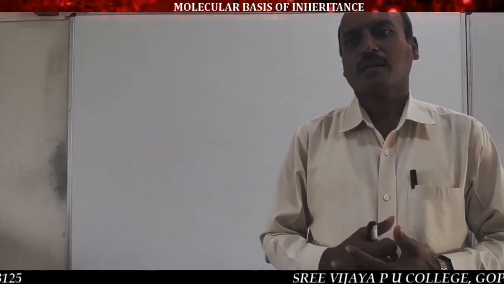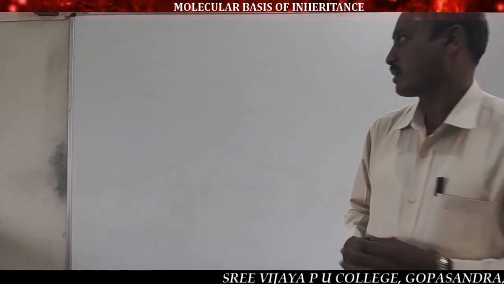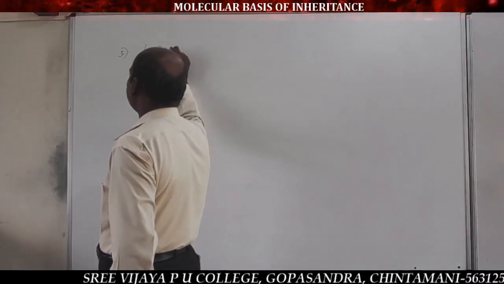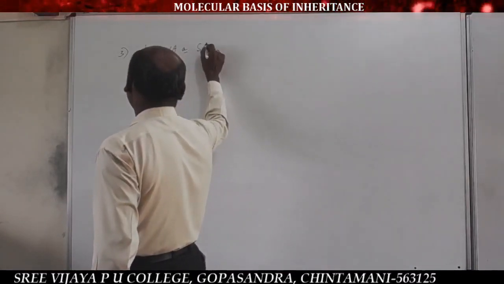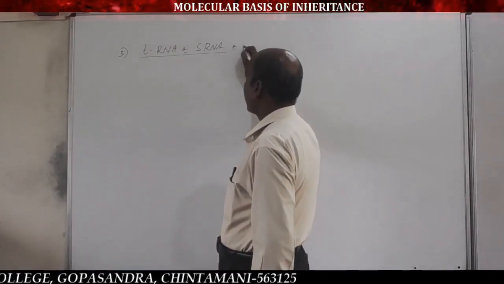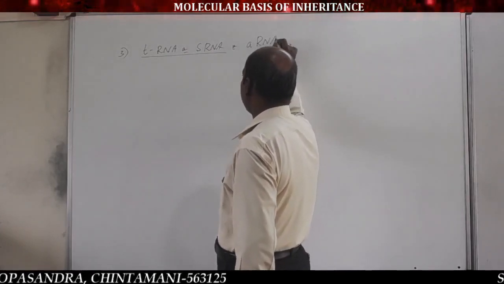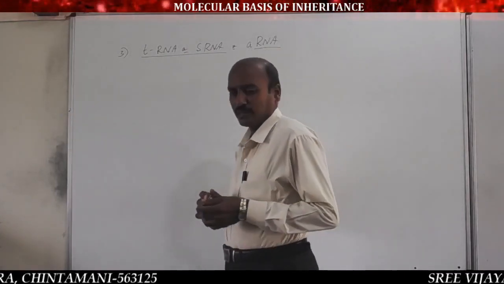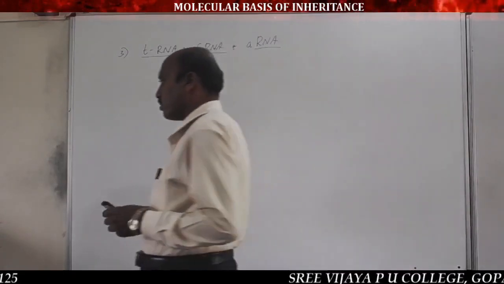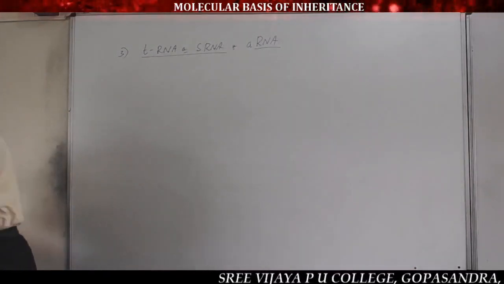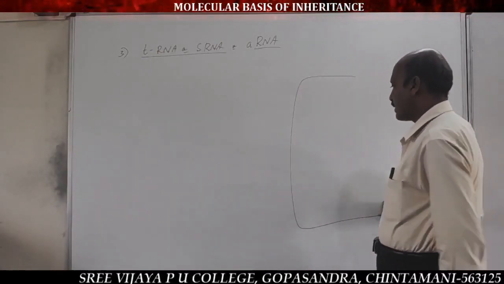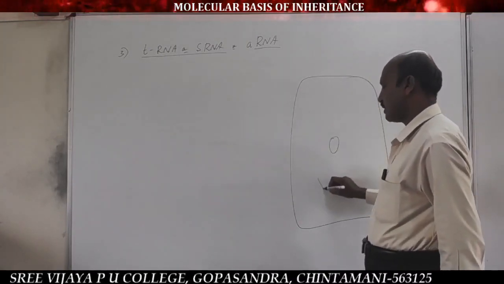Students, in the last class we discussed the structure of tRNA. The tRNA is also called sRNA, soluble RNA, or aRNA, meaning adapter RNA. It is called soluble RNA because naturally it is soluble in the cytoplasm of the cell.